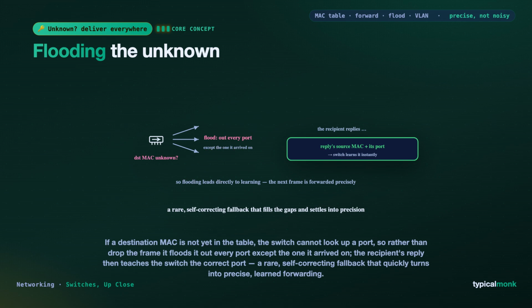So the takeaway: when a destination MAC is unknown, the switch floods the frame out every port except the one it came in on, then learns the correct port from the recipient's reply. A rare, self-correcting fallback that quickly turns into precise, learned forwarding.